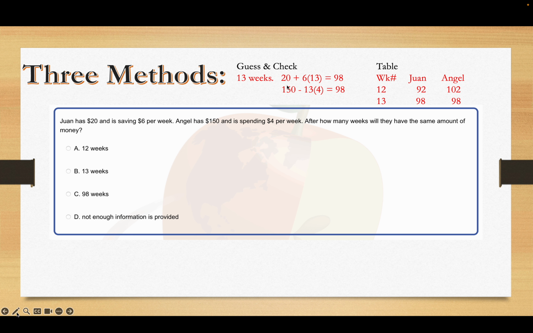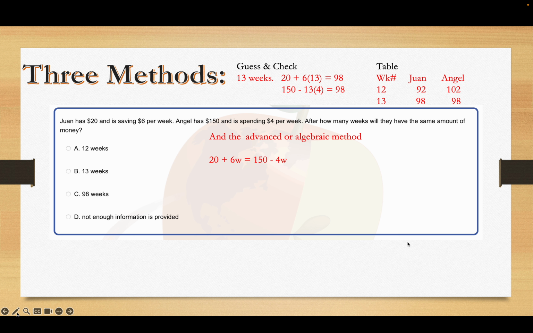At 13 weeks, Juan gets 20 plus 6 times 13, that's 98. And Angel gets 150 minus 13 times 4, that's also 98. So 13 weeks, choice B is the correct answer. If I make a table with the week number, and then I calculate Juan and I calculate Angel, I come out with 13 weeks, they both have 98. But ultimately, we really want to be able to do this with a word problem.